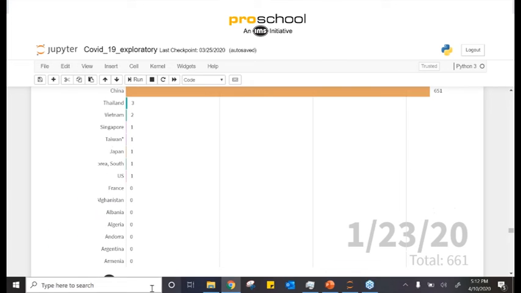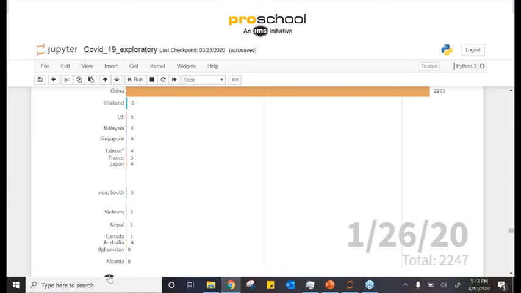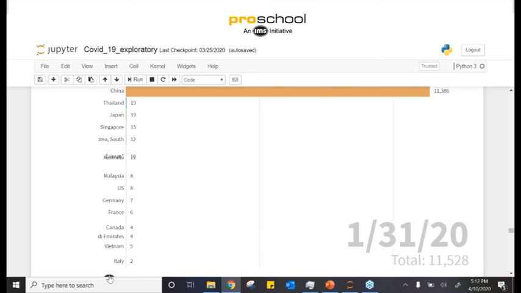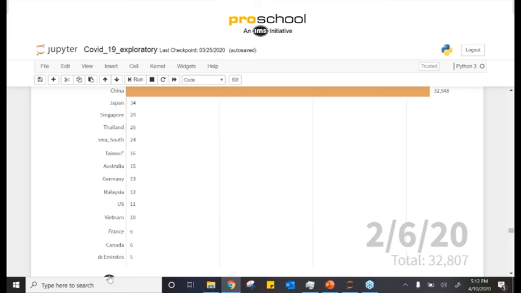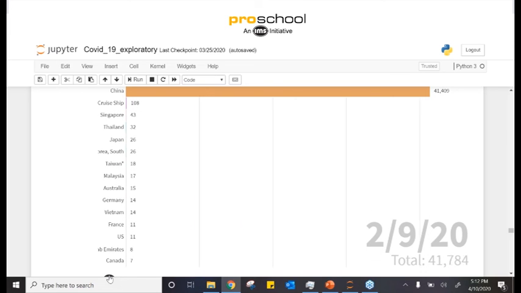So China, they've started with China. China is pretty high in there. It's in Thailand, and Japan was there at some point of time. Then the Diamond Princess cruise ship, where we have seen that the cases were pretty high in numbers, on the 19th and 20th. After that, South Korea is also facing the same challenges, with pretty high numbers.